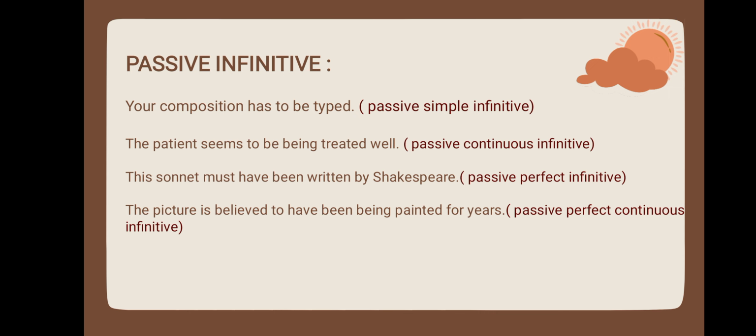And next one, this sonnet must have been written by Shakespeare. This is a passive perfect infinitive. And the last example, the picture is believed to have been being painted for years. And this one is a passive perfect continuous infinitive.